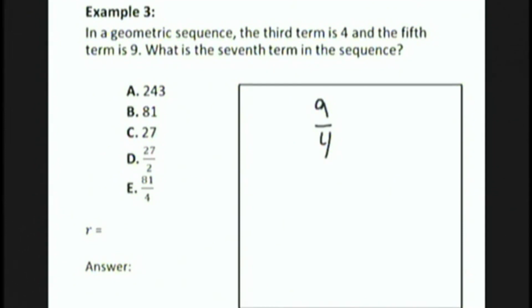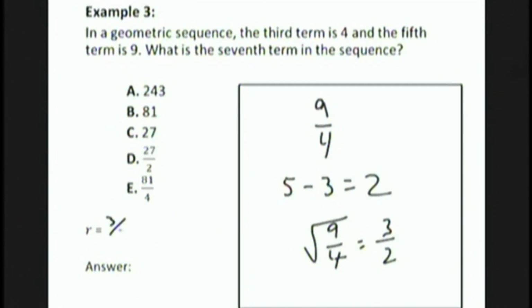The second step is to find the distance between the two terms, the fifth term and the third term. So the distance is 2. And the third step is we're going to take the square root of 9 over 4, which is 3/2. So we get that the common ratio is 3/2.